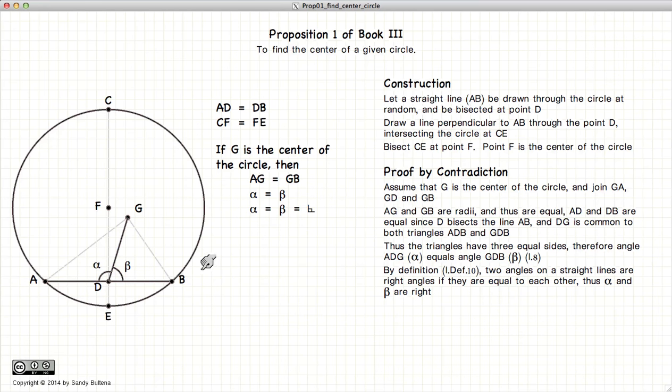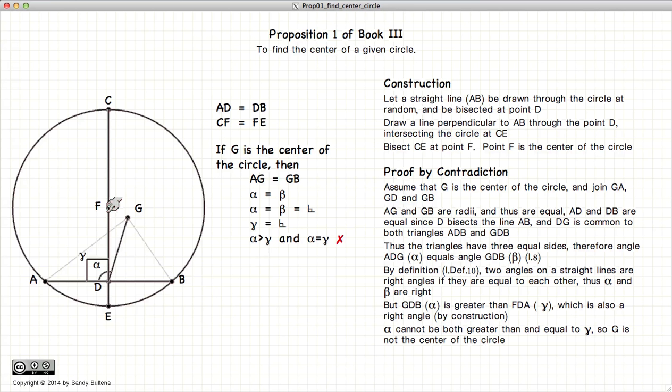Again, by definition, if we have a straight line with another straight line on it making two angles, in this case alpha and beta, if alpha and beta are equal, then it is, by definition, a right angle. So we have alpha and beta are equal to right angles. But we've already defined FDA as a right angle because we constructed it that way, and I will call that angle gamma.